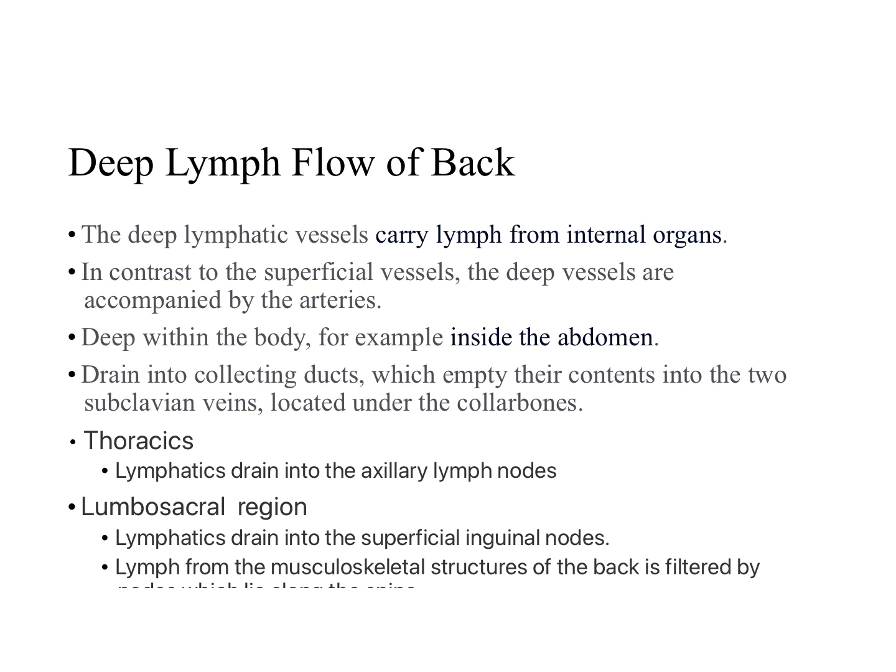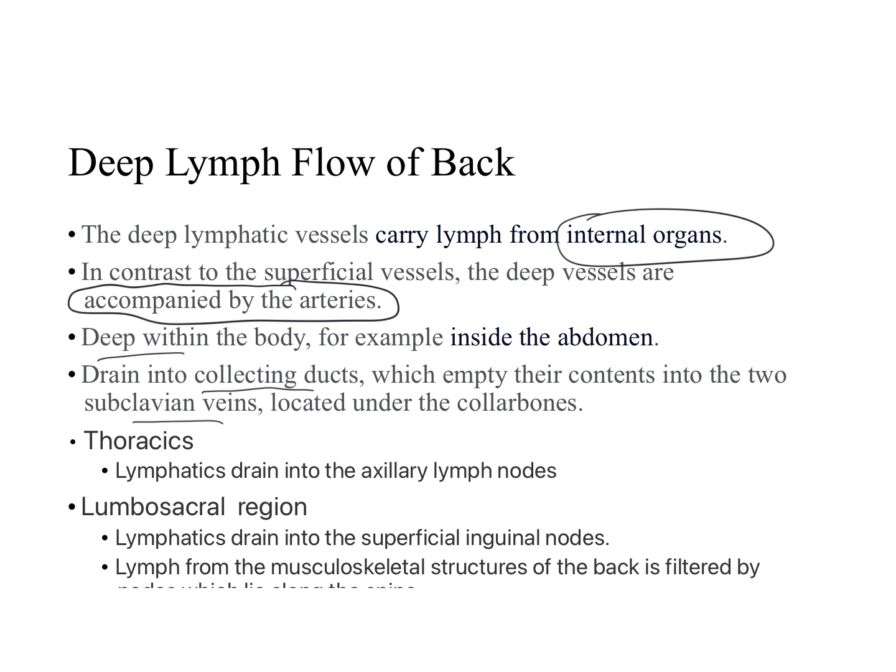There are deep lymphatic vessels that carry lymph from internal organs. These deep lymphatic vessels are accompanied by the arteries, so they're going to run alongside those arteries. The deep lymphatic vessels are deep in the body. For example, they're deep inside the abdominal area. They will drain into collecting ducts, and then those collecting ducts will empty their contents into the subclavian veins. The subclavian veins are located right underneath the collarbones or the clavicles.